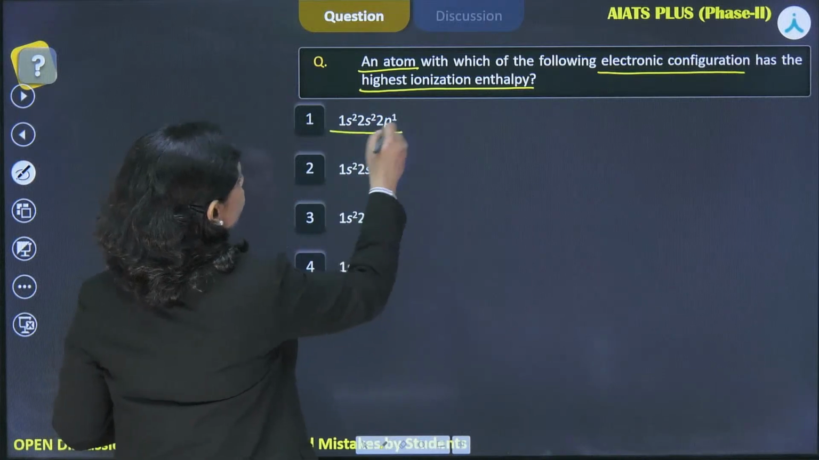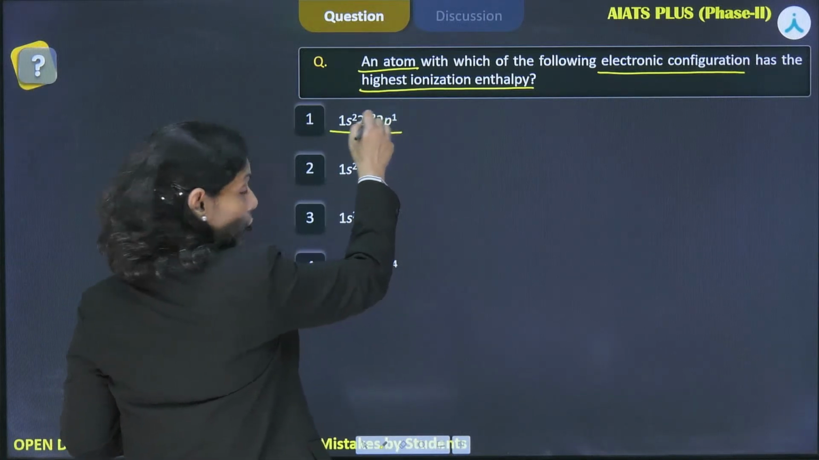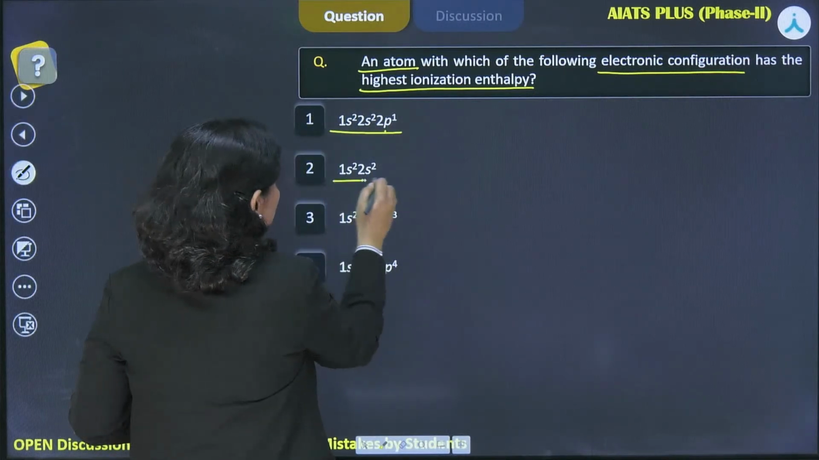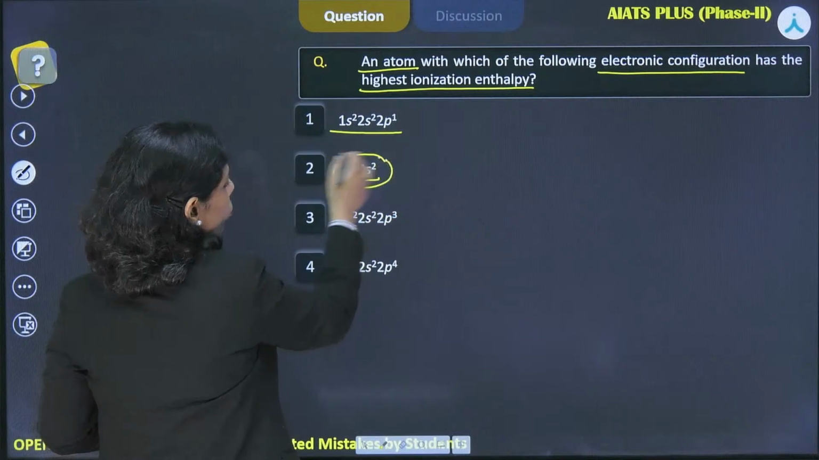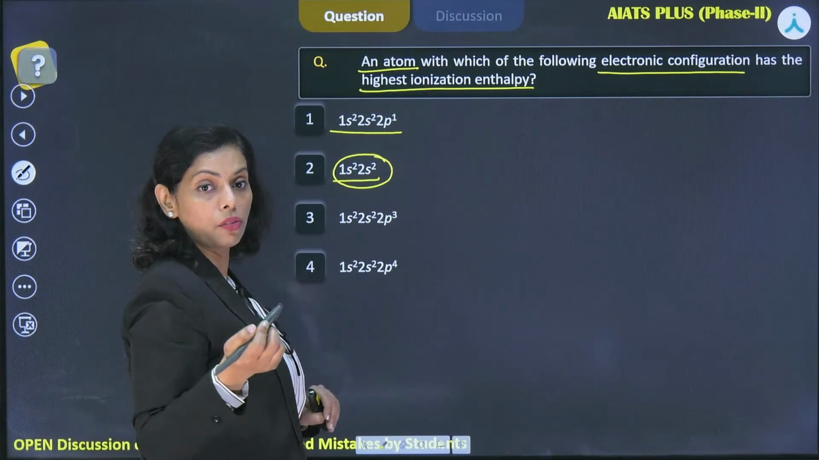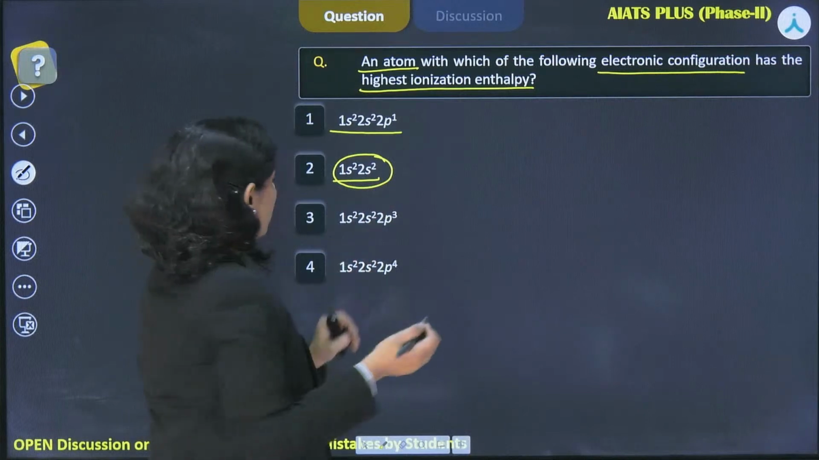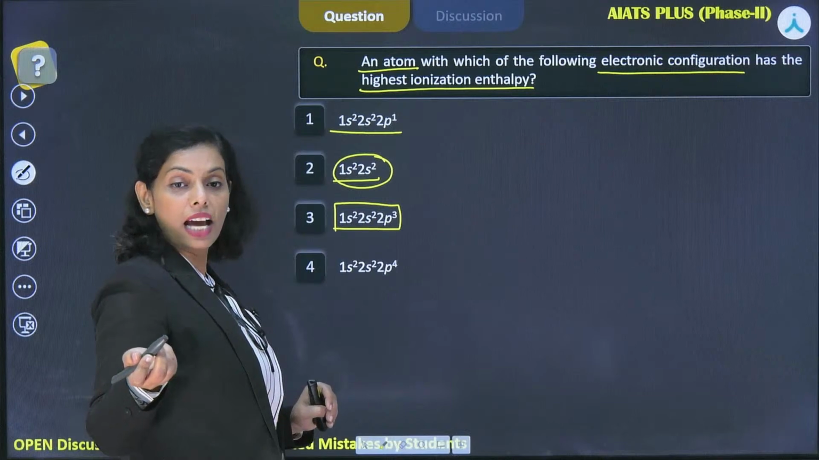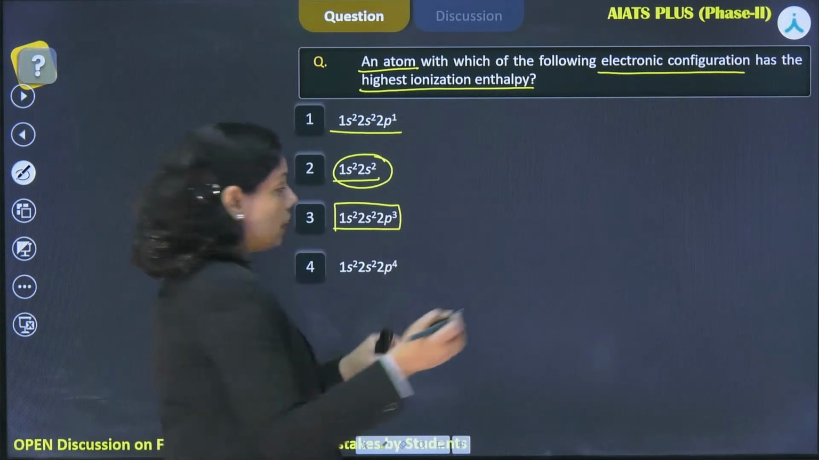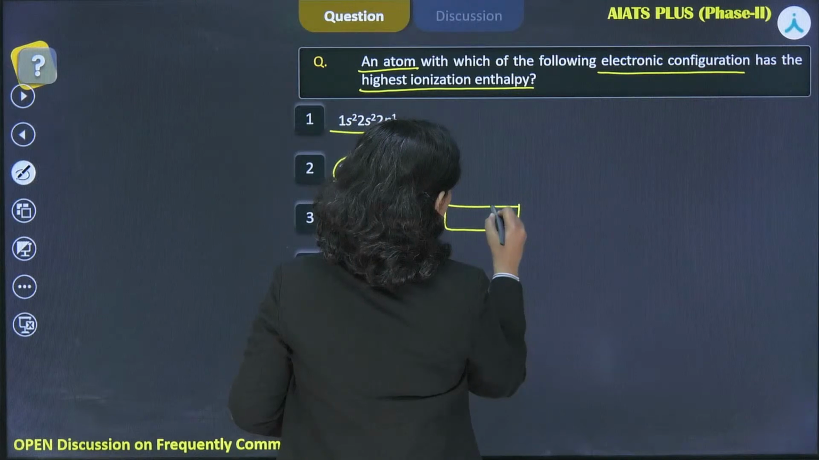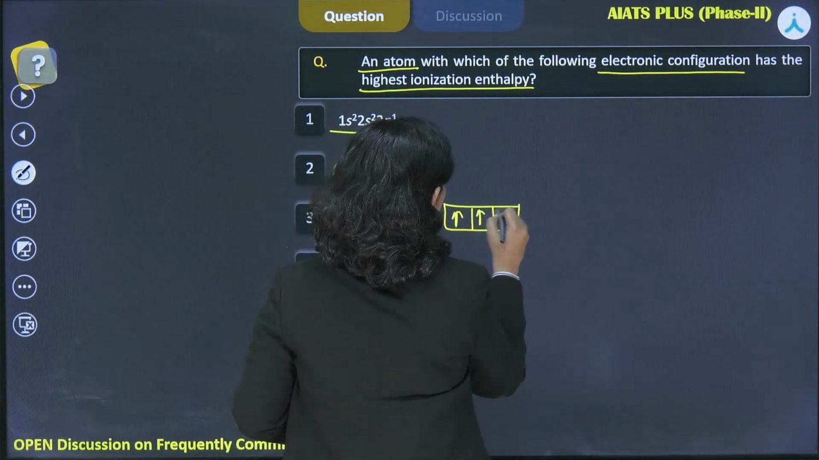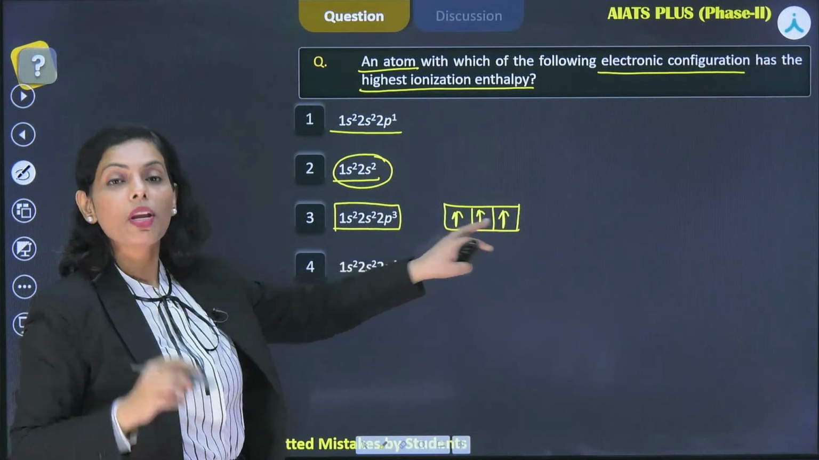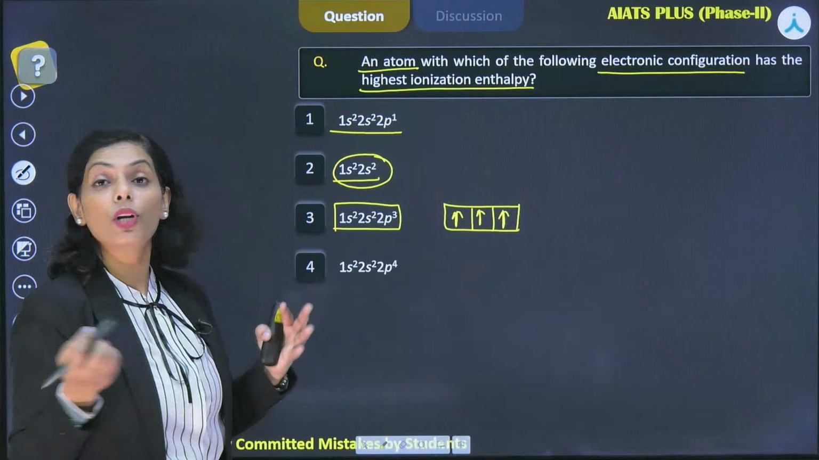See, 1s2, 2s2, 2p1. From the second shell, p subshell, the electron could be removed easily. 1s2, 2s2: comparatively difficult to remove an electron from here because of the higher effective nuclear charge, as you are removing the electron from the s subshell. 1s2, 2s2, 2p3: even higher ionization enthalpy is needed. 2p3 means the p subshell is half filled, right? And more exchanges are possible here. Half filled is considered as stable as fully filled.